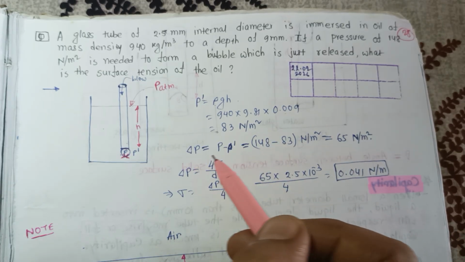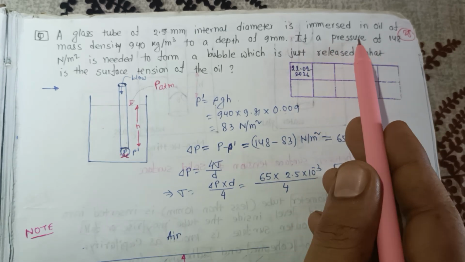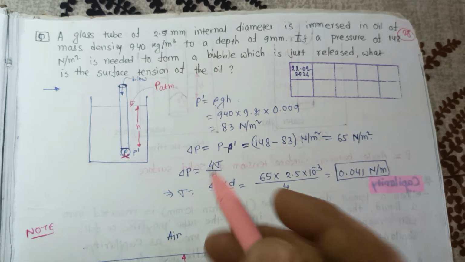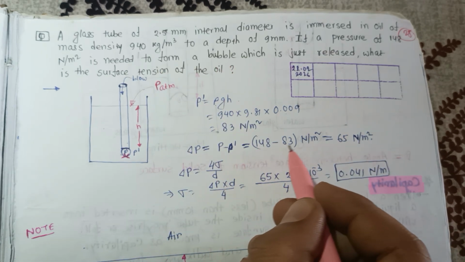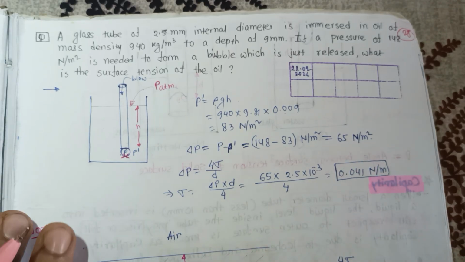So if you want to calculate delta P, the pressure is given as 148. If a pressure of 148 Newton per meter square is needed to form a bubble, so delta P is 148 minus 83, that is 65 Newton per meter square.